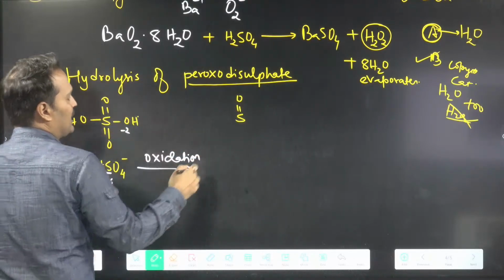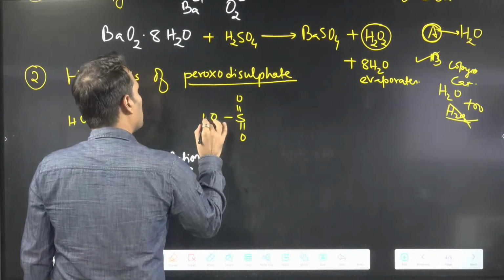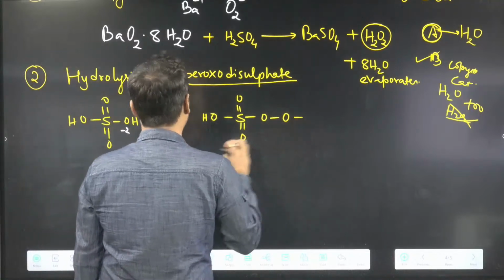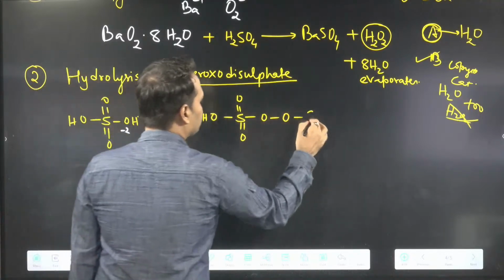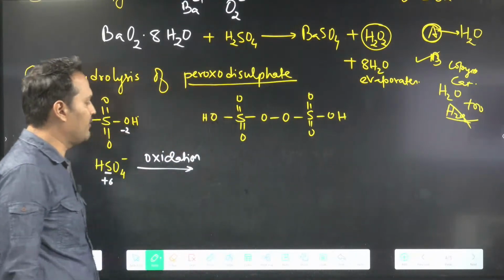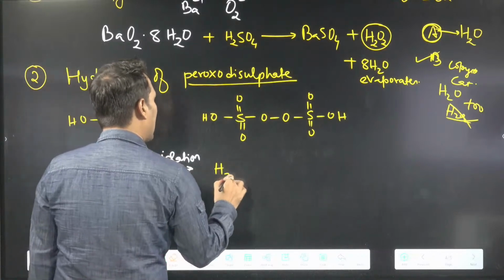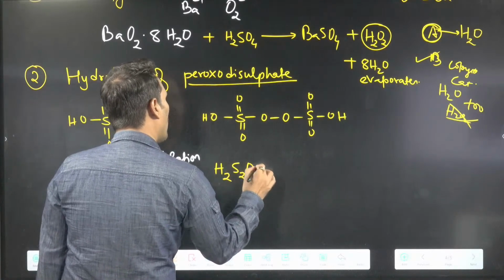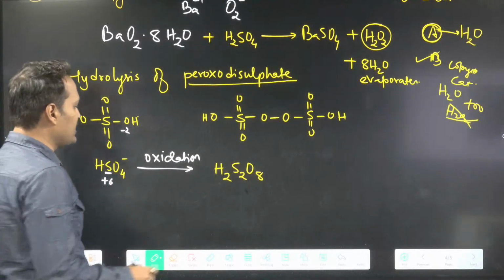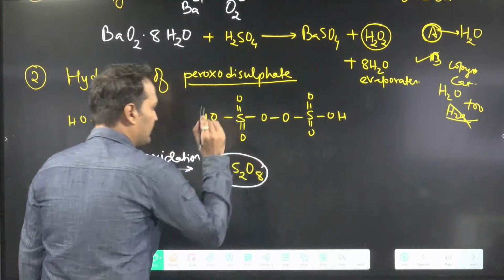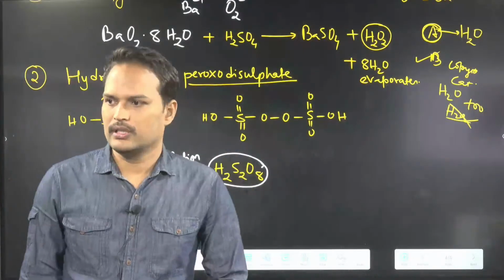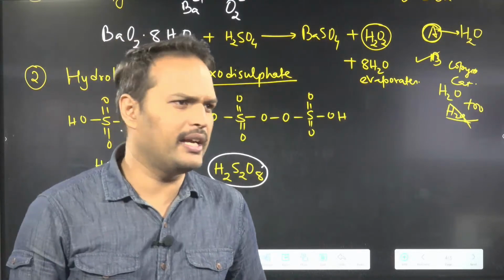Take 2 molecules of sulfuric acid and connect them. Remove water and connect them, so you will get this. This one is known as peroxodisulfate, which is also written as H2S2O8. Clear with this point? So this is my peroxodisulfate. There is a peroxy linkage. Can everyone see the peroxy linkage?